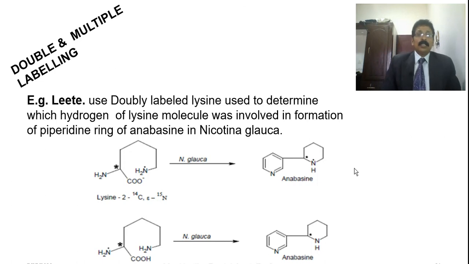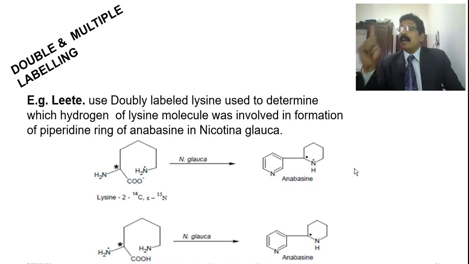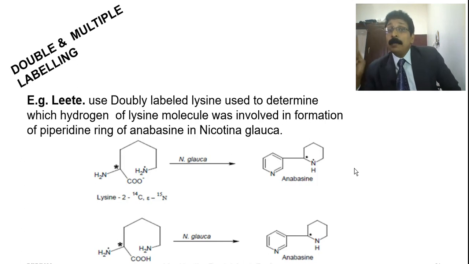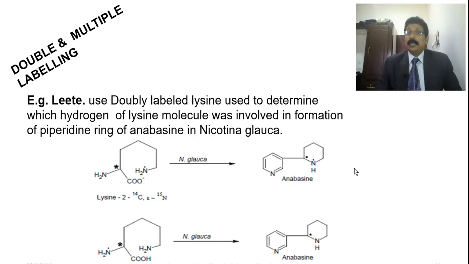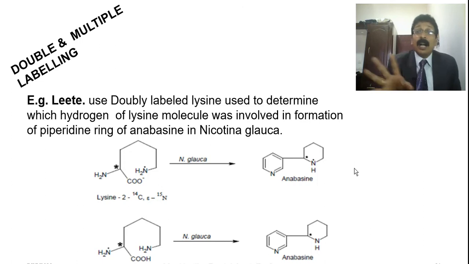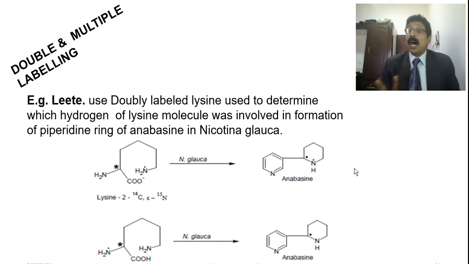Yes, that is good. So, you can see that only one carbon atom is labeled in this lysine, and you can see the reaction product anabasine also has only a star in the piperidine ring. The pyridine ring also has carbon and nitrogen, but we are not noticing any star or any isotope label there.